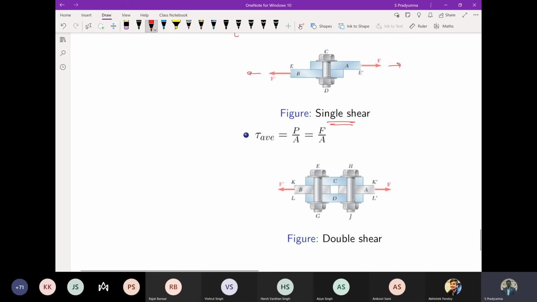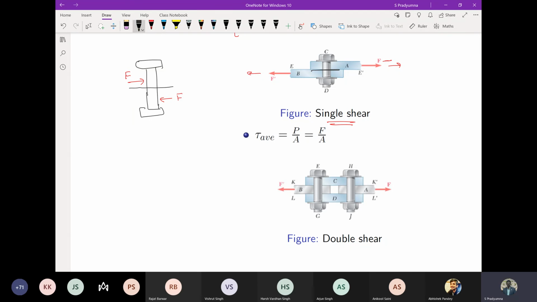Now, if I want to draw the free body diagram of the bolt, the bolt looks something like this. If I take a section here, this is the section I'm taking. What are the forces acting on the bolt? This is pulling in this direction. That means there is some force acting here that is equal to F. And here also there is a force F.